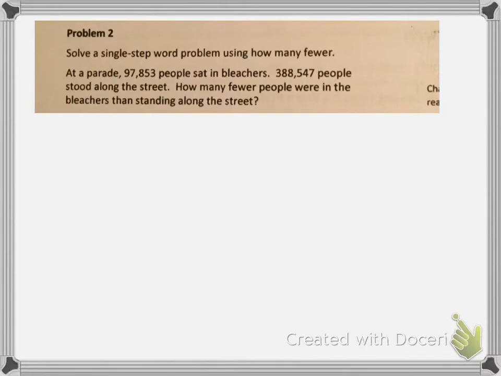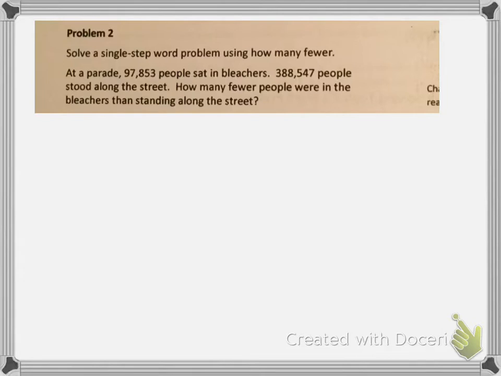Problem 2. So now we're going to solve a single-step word problem using how many fewer. Okay, at a parade, 97,853 people sat in bleachers. 388,547 people stood along the street. How many fewer people were in the bleachers than standing along the street?